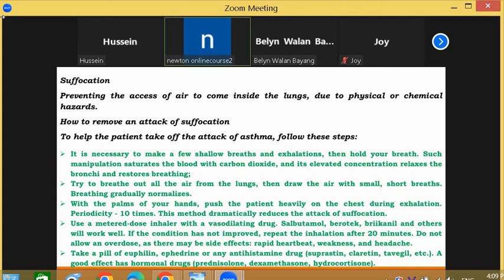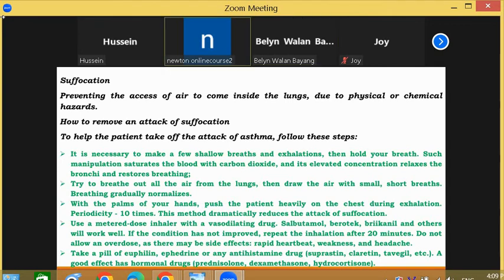Okay, hold your breath. For example, we know that we are taking in oxygen and taking out carbon dioxide. If you hold the breath, the carbon dioxide level will increase in our body. The body maintains the carbon dioxide and oxygen levels, so the body will have the tendency to expel all the carbon dioxide outside. So this is what we tell the patient: if the person has suffocation, just hold your breath. That is the only method to maintain the elevated carbon dioxide concentration, relax the bronchi and restore breathing.